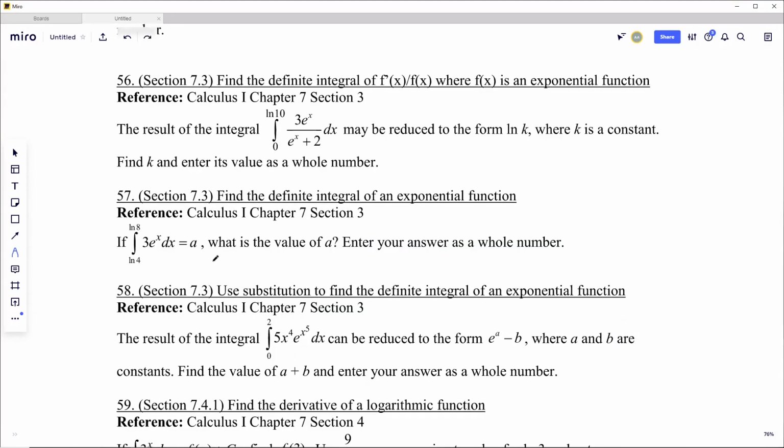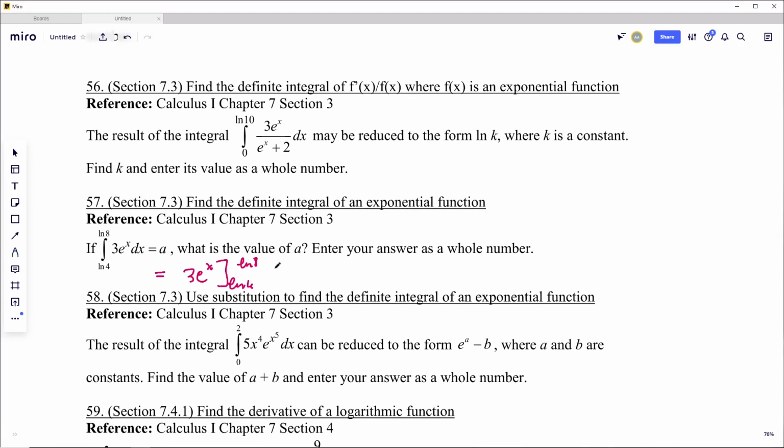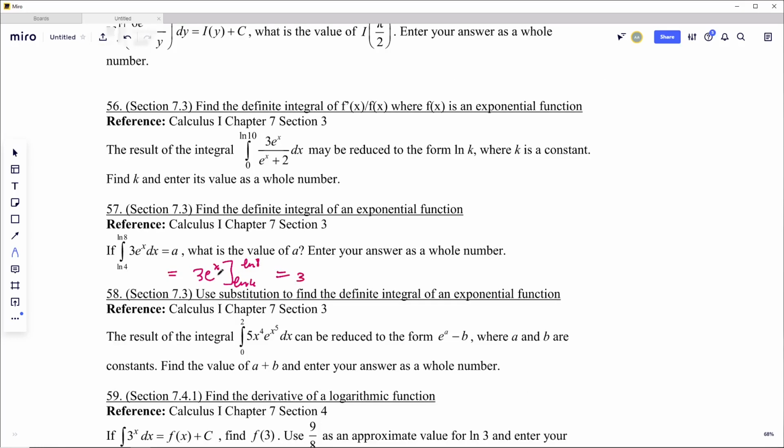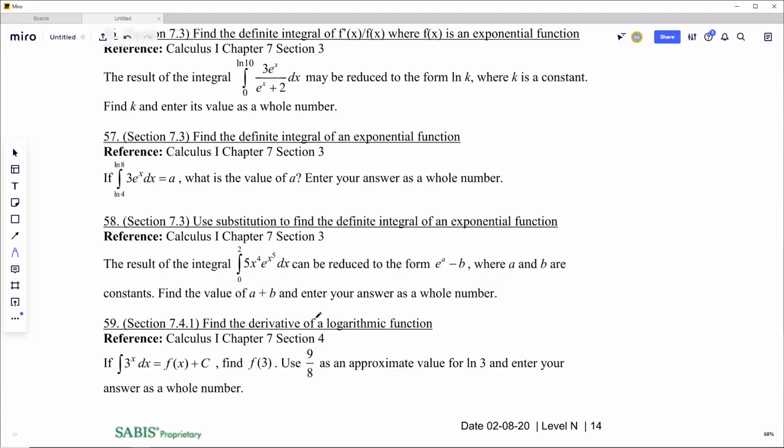This one's really easy. I mean, I can jump right into the integration. Let's do it. 3 times e to the x dx. It's going to be the same. 3 e to the x from ln 4 to ln 8. This is really beautiful because you just simply substitute, and e with ln cancels, so you just do 8 minus 4. 8 minus 4 is 4. 4 times 3, that's 12. That's it. So easy. Another easy one. These are fast ones.